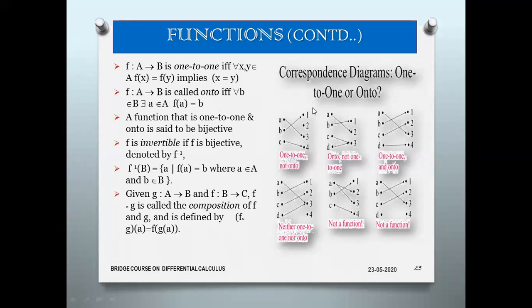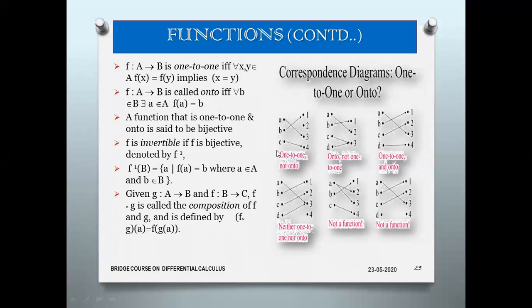So codomain elements are all called images, and domain elements are all called pre-images. Now, what is one-to-one and onto? One-to-one means one pre-image is assigned to one image. This happens to all the elements of the domain. So if it happens to all the elements in the domain set, that is one pre-image and only one image.